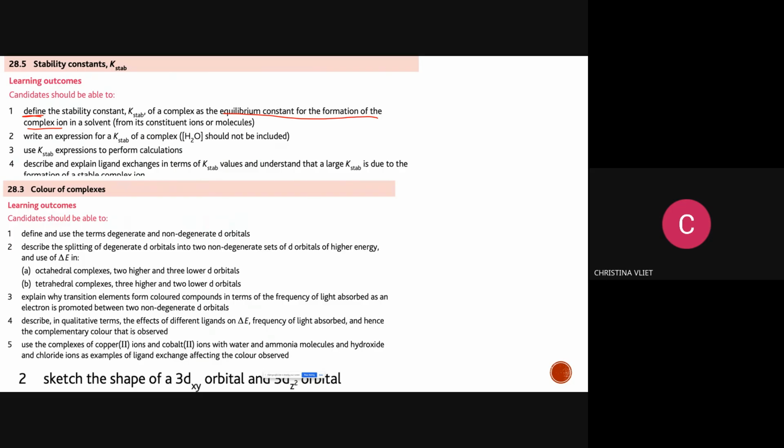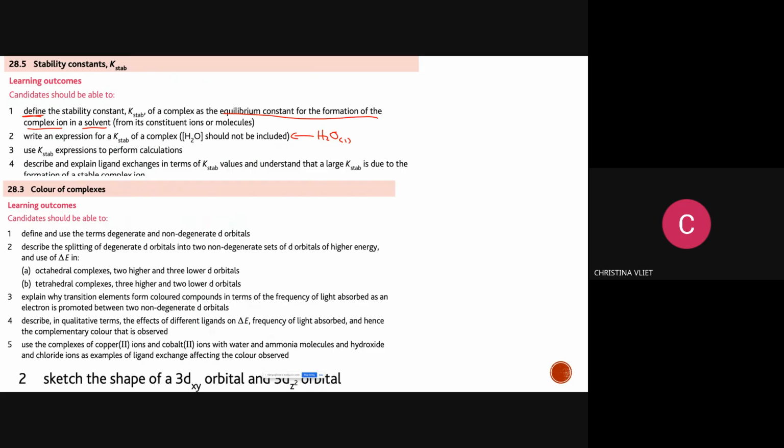Then it says that we would have to calculate for different solvents. No. When we learn the last K, which is called K-pc, then we do different solvents. But no, not here. This is just water. So the solvent's always water. Then it says write an expression for K-stab of a complex. It says water should not be included in this expression. Why? Because H2O is a liquid. So they're trying to make it clear to you, because water is a liquid, we don't actually include that in the calculation. So make sure to be careful with that.